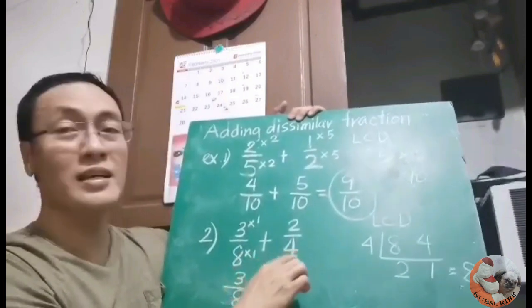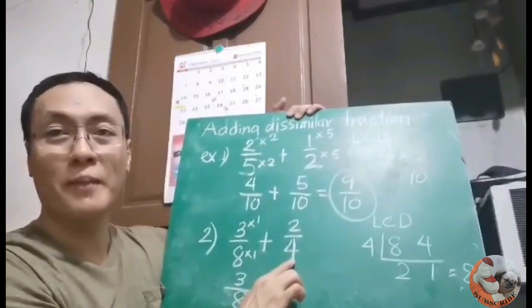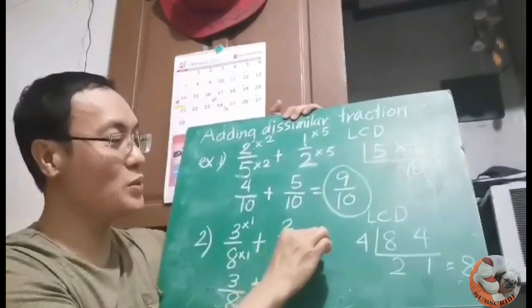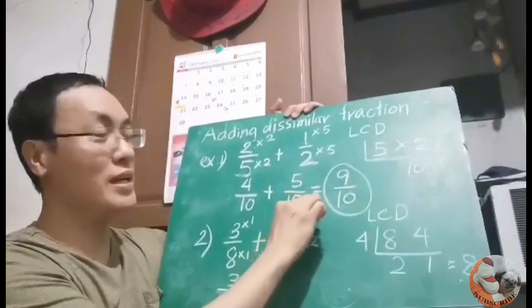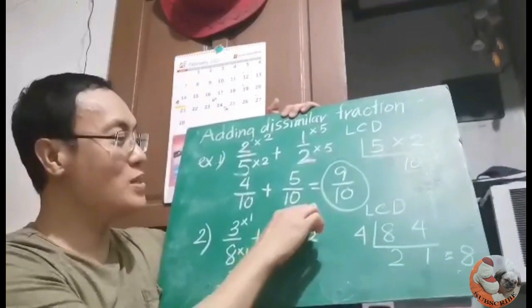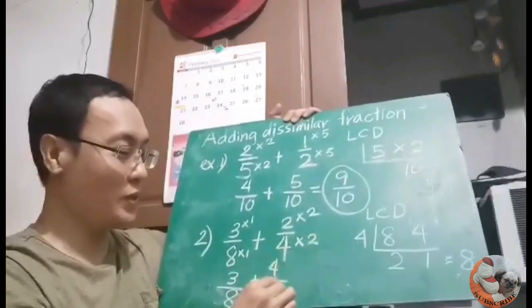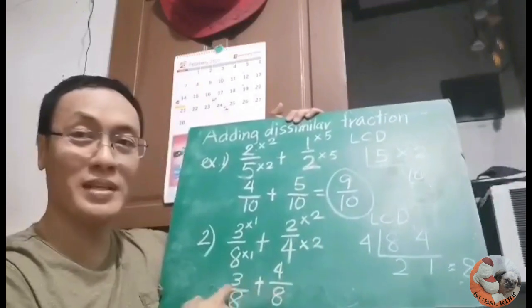Plus, saan naman natin i-multiply yung 4 para siya ay maging 8? Okay, correct. Times 2. And then times 2 by the numerator. 2 times 2 is equal to 4. 4 times 2 is equal to 8. Okay, similar na ba sila?